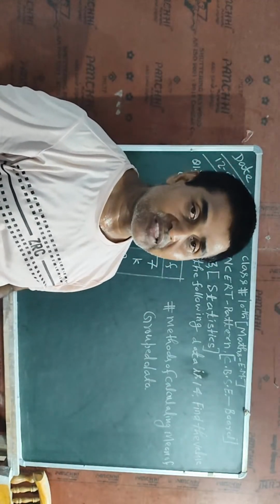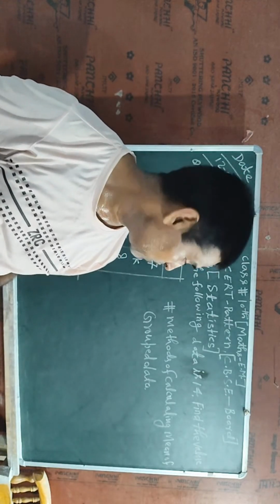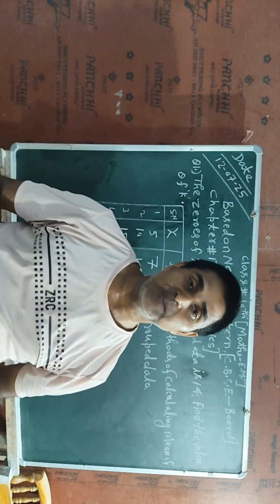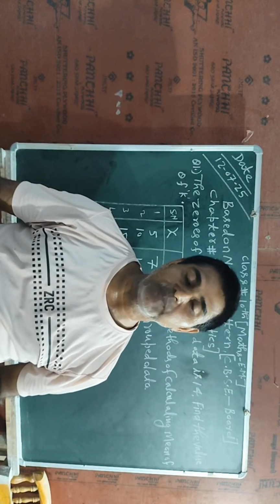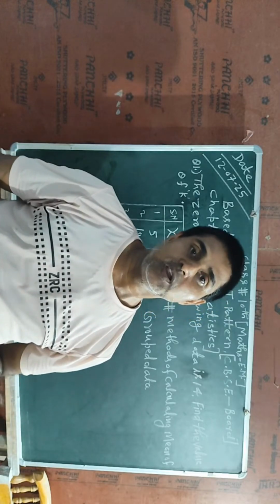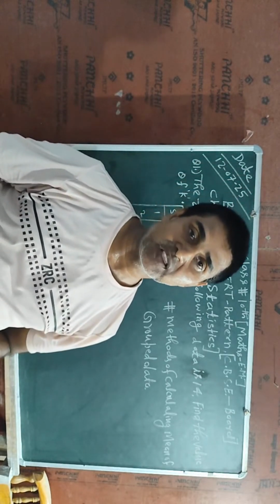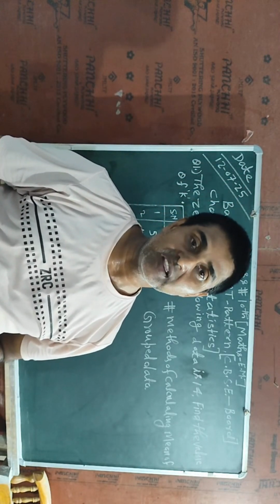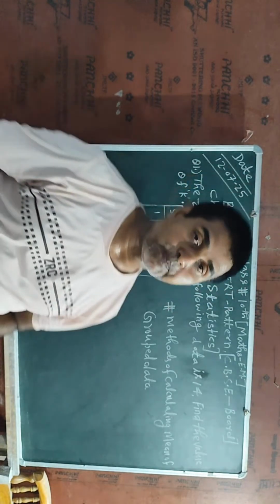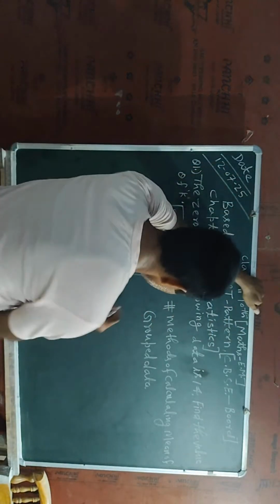There are three methods we use to calculate the mean value of grouped data. First is the direct method. I will use the direct method for calculating the mean of grouped data. Second is the assumed mean method, and then I will also calculate the grouped data mean. Third is the step deviation method. Each and every method I will explain in detail.